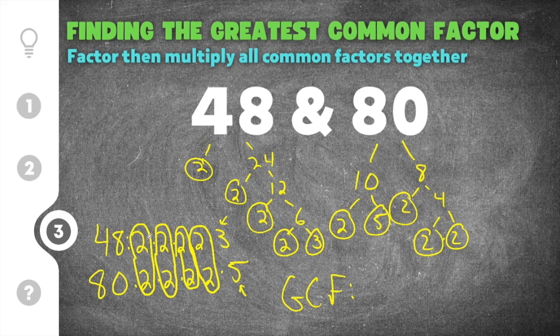So to find the greatest common factor, I'm going to multiply all the factors that they share. In this case, they share 2 times 2 times 2 times 2. So they share 4 2's. And 2 times 2 is 4. 4 times 2 is 8. 8 times 2 is 16. So the greatest common factor between 48 and 80 is 16 because we multiplied all the factors that the two numbers had in common and we got 16.